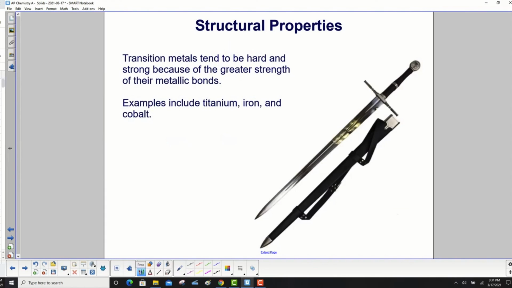Transition metals tend to be hard and strong because of the greater strength of their metallic bonds. Examples include titanium, iron, and cobalt.